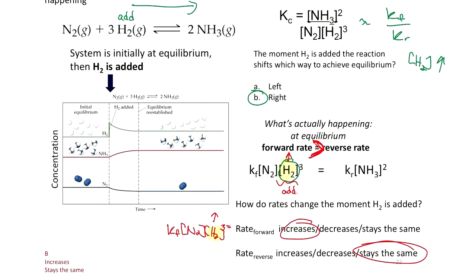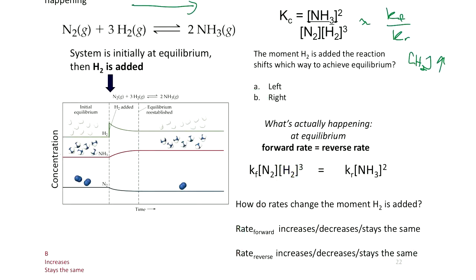Let me do one more. Okay, let's do one more. So let me just delete all this, and instead of adding hydrogen, what if we remove NH3? What should our peepers observe? What should we observe? If we remove ammonia, the reaction shifts to the product side. So we should see the same thing, right? It shifts to the product side again.